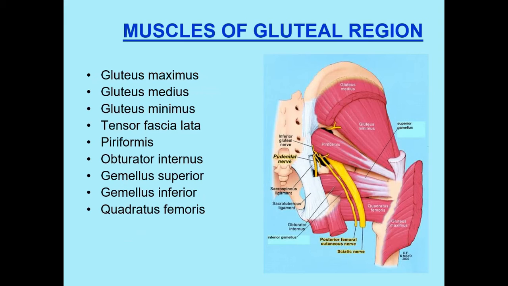Now muscles of the gluteal region are number 1 gluteus maximus, gluteus medius, gluteus minimus, tensor fasciae latae, piriformis, obturator internus, gemellus superior, gemellus inferior, and quadratus femoris.